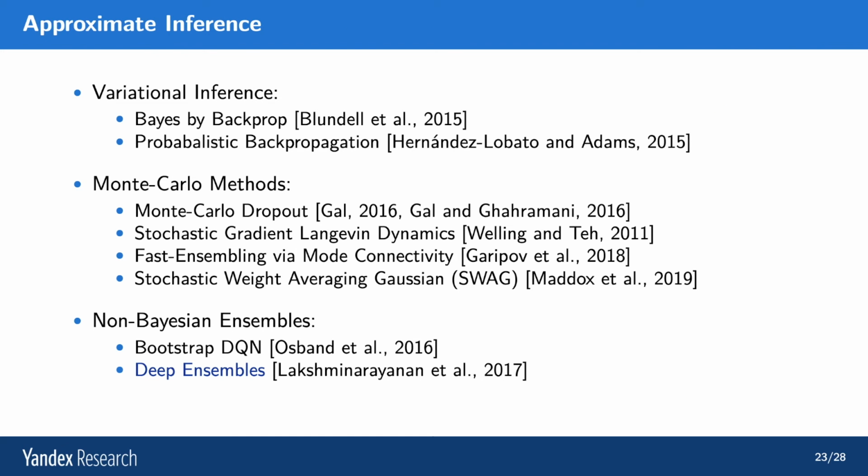Now, there are many ways. So I've now avoided the topic of how we actually construct the ensemble, and there are many different ways of how you could actually do this. Some are more complicated, some are less complicated. You can use Monte Carlo dropout, or stochastic gradient Langevin dynamics, or fast ensembling via mode connectivity, or stochastic weight averaging. Doesn't matter. In fact, you can even use bootstrap or deep ensembles, where deep ensembles are models trained on the same data but from different random initializations.